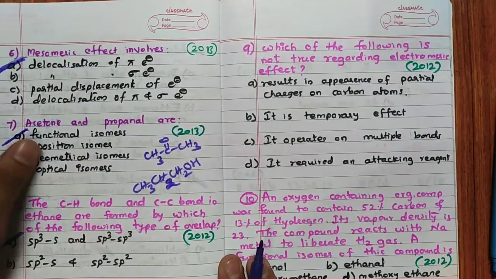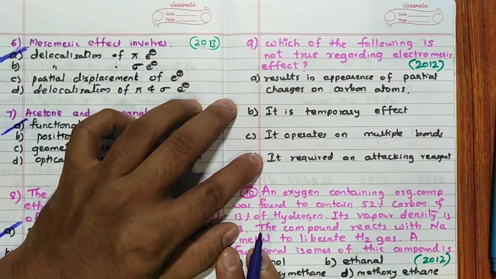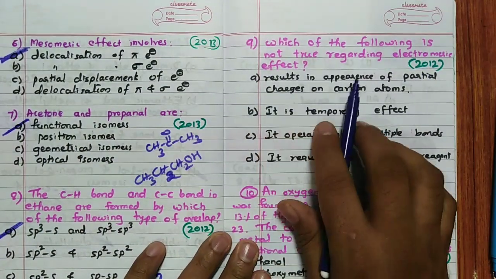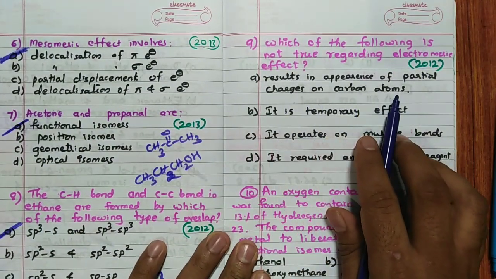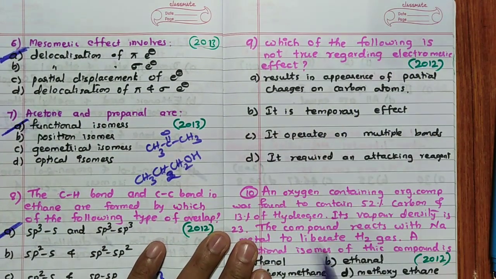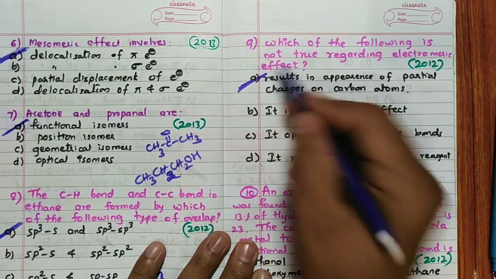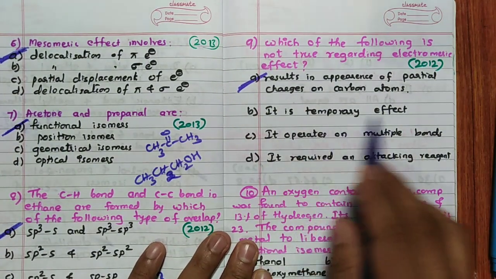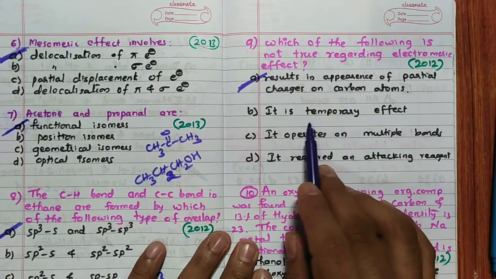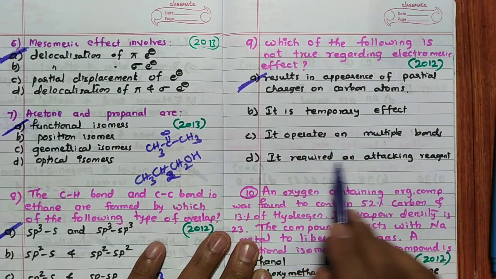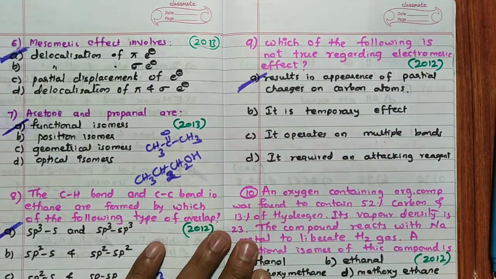Which of the following is not true regarding electromeric effect? Very simple question. Electromeric effect results in the appearance of partial charges on the carbon atom, correct? The electromeric effect will never result in a partial charge. It is always a complete charge, remember, in the presence of the attacking reagent. So hence, what is not true is A. Temporary effect is correct. Operates in multiple bonds is also correct. Requires an attacking reagent is also correct. So the answer is A.